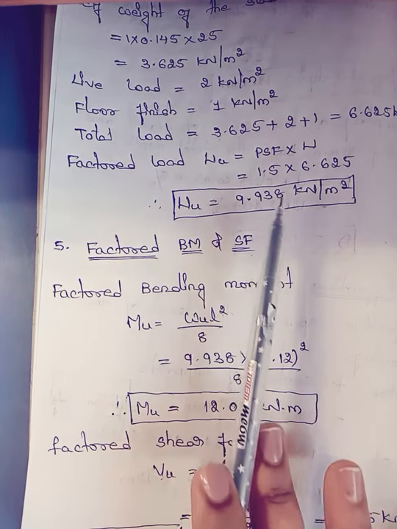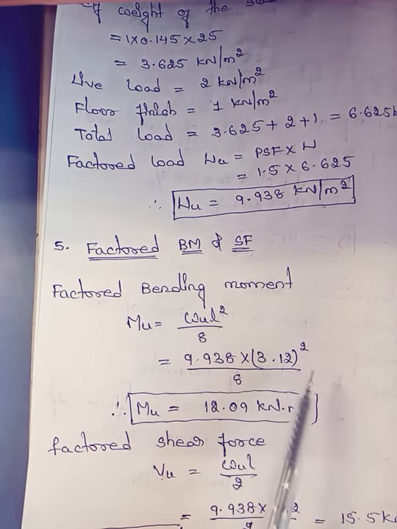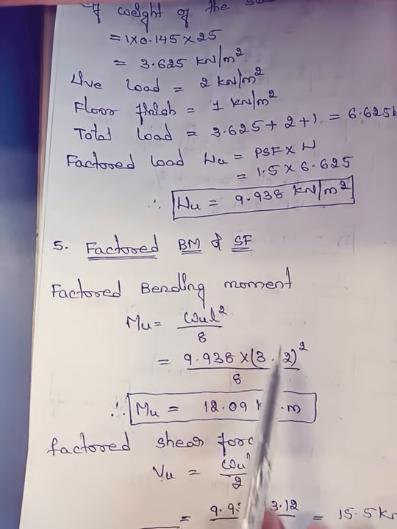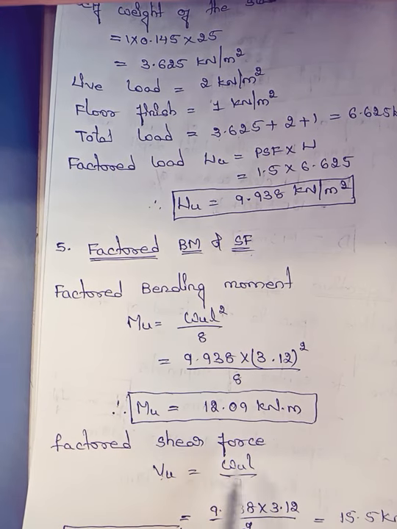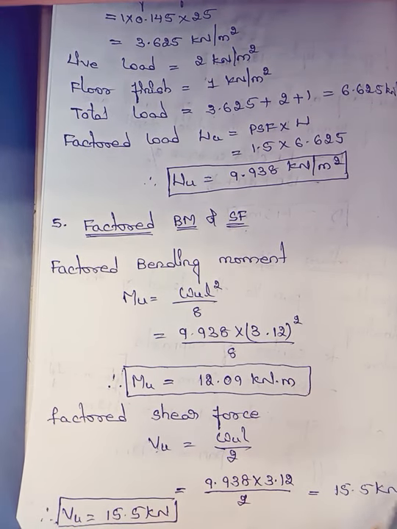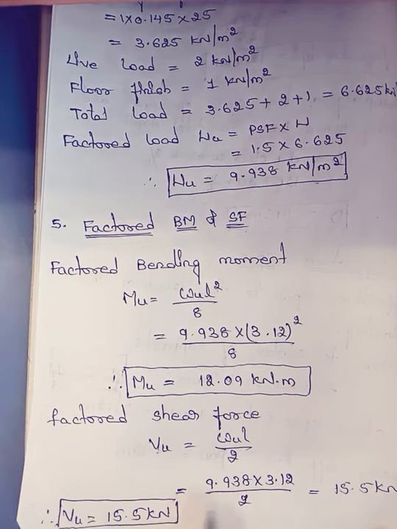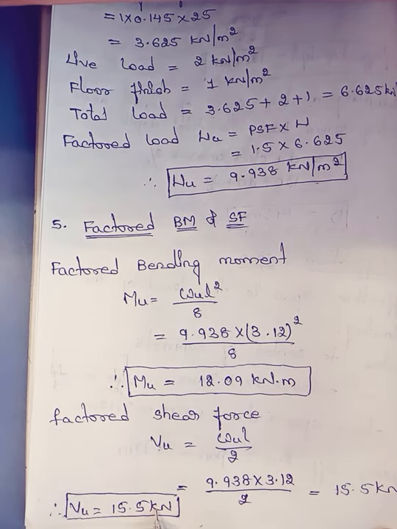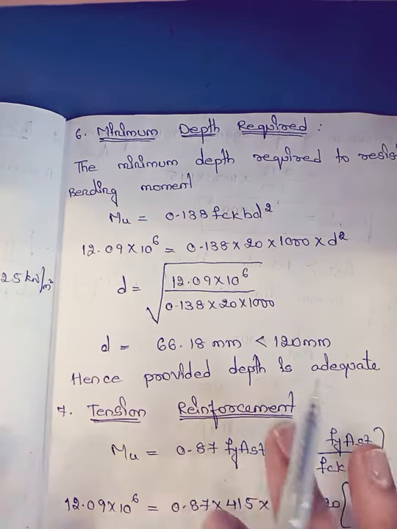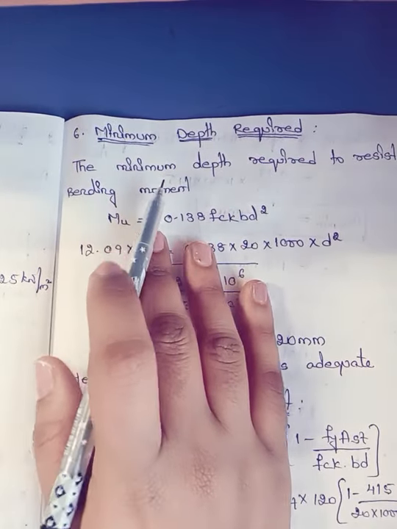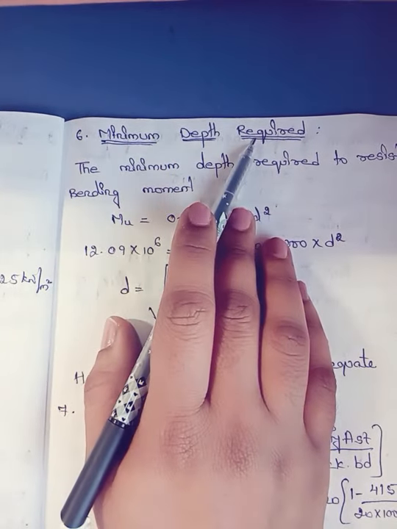Wu we have already calculated, 9.938. L we have already calculated, 3.12, but square, by 8. So you will be getting Mu as 12.09 kilonewton meter, and factored shear force Vu is equal to WuL by 2. So substitute this L value and Wu value, you will be getting the Vu value, which is 15.5 kilonewtons. So in the 5th step we have calculated the bending moment and shear force, Mu and Vu. Now moving to the next step, the 6th step, minimum depth required.